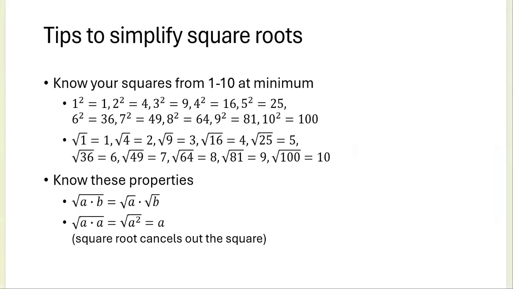At the bare minimum, you've got to know your perfect squares from 1 through 10. So 1 squared is 1, 2 squared is 4, 3 squared is 9, up to 10. If you know your squares, then you know the square roots. The square root of 100 is 10, the square root of 81 is 9, so just the other way around. We've got to know these from 1 to 10 at a bare minimum.